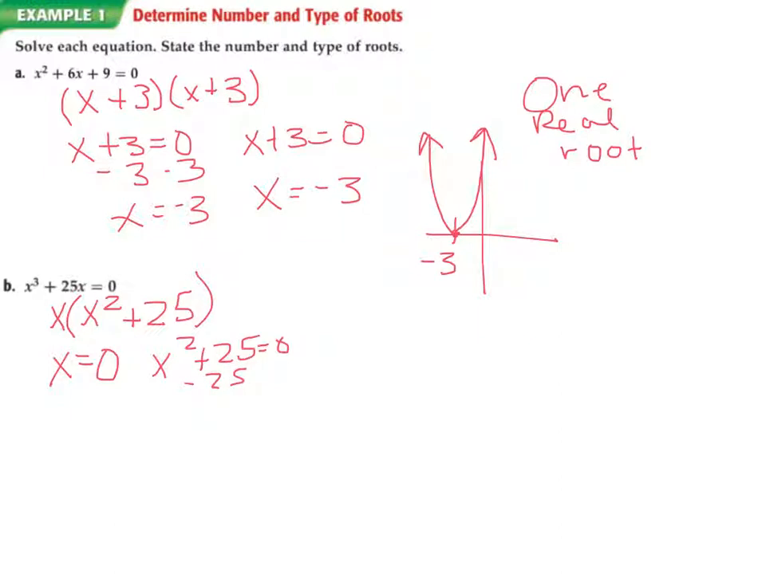And if I solve that, I'm going to subtract 25 from both sides, so that I have x squared equals negative 25. And I'm going to take the square root of both sides. So remember, when we have a negative under the square root, that's going to mean we're going to have an i that we're using. So x is going to be equal to plus or minus 5i. So the equation is going to have one real root at x equals 0 and two imaginary roots, positive 5i and negative 5i. The graph of this equation is going to cross the x-axis at only one place, and that's going to be at x equals 0.